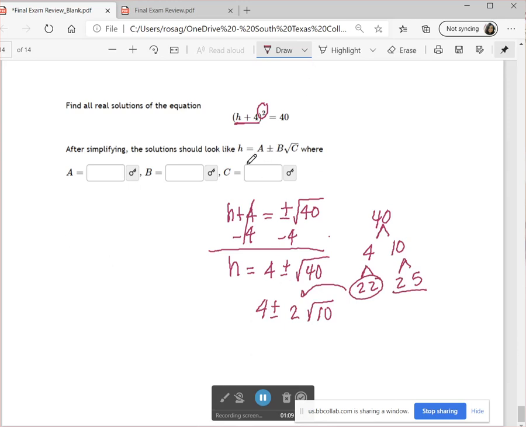Now these are two answers. The thing is, on this problem, they ask you to fill in the blanks and they give you this. So they're saying, okay, what's the A? Well, the A is the number with no square roots, so which in our case would be a -4. Hey, almost forgot that negative. And then the B is the number right next to the square root. In our case, it would be a 2. And then the C is the number inside the root. So that would be a 10. So what this is testing is that you can actually simplify the radicals and things like that.